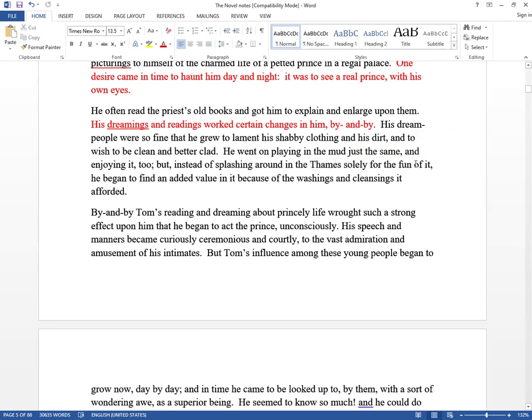Solely means merely for the fun, but he began to find an added value, some extra benefit. Now Tom finds that this playing has some extra benefit. What is it? Because of the washings and cleaning it afforded. This playing in the water washes his dirty body and clothes. Therefore, Tom goes to the Thames every day, not only for playing, but also to wash his clothes and dirty body, because now he wants to be a clean boy.